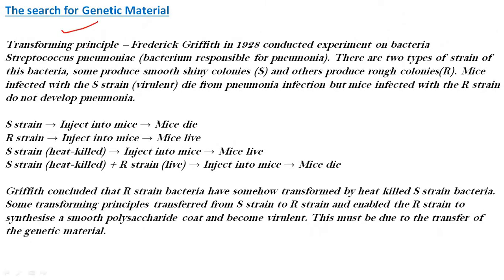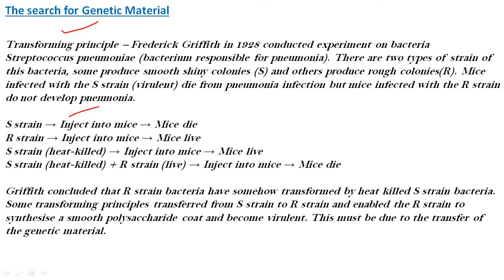Now, the search for genetic material, the transforming principle. Frederick Griffith in 1928 conducted an experiment on bacteria, Streptococcus pneumoniae, the bacterium responsible for causing pneumonia disease. There are two types of strains of these bacteria. Some produce smooth, tiny colonies, S, and others produce rough colonies. The mice infected with the virulent S strain die from pneumonia infection, but mice infected with the R strain do not develop pneumonia.